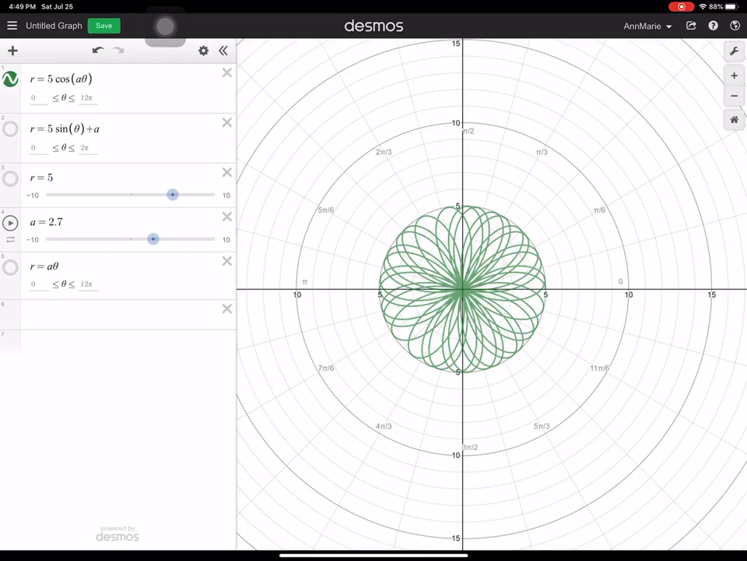In the next video, which will be the last video for this section, we're going to talk about converting between polar and Cartesian coordinates, converting equations from polar to Cartesian and vice versa.